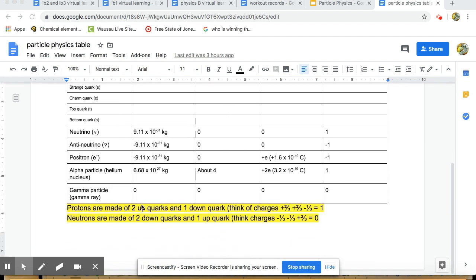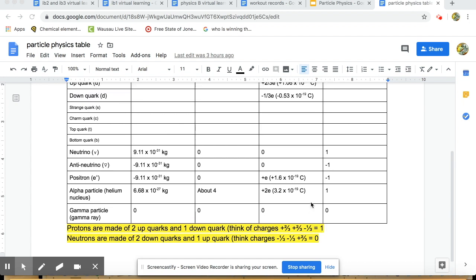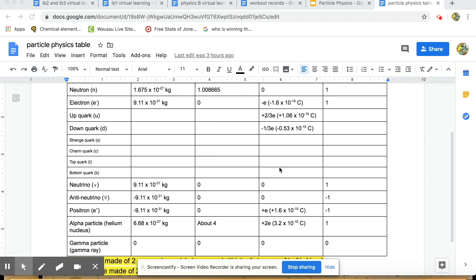So if you want to make a proton, you make 2 up quarks and 1 down quark. Think about the charges. You have a plus 2/3 charge, plus another plus 2/3 charge from each of the up quarks, and then a negative 1/3 charge. 2/3 plus 2/3 minus 1/3 is 1. It's a positive 1 charge, or a positive e charge, I guess you could say.